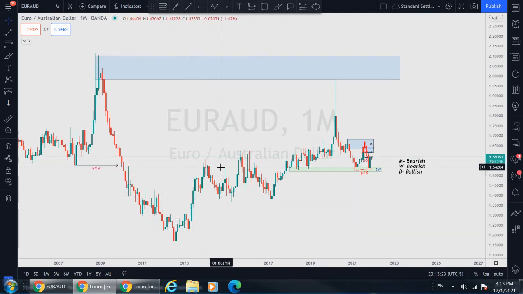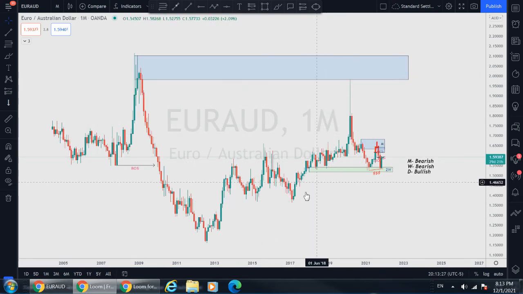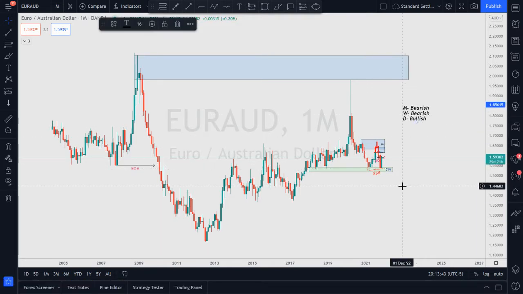And what we have now is a very long and complex pullback, or a return to impulse, RTI. And this is the impulsing order block that caused the break of structure. We came back, we had a very good rejection from here, falling to the downside. So we are bearish on the monthly. Let's go to the weekly.